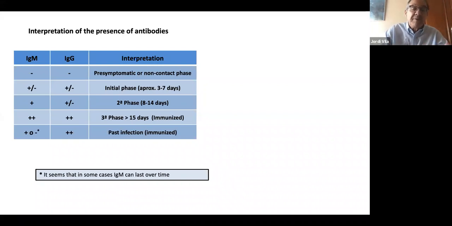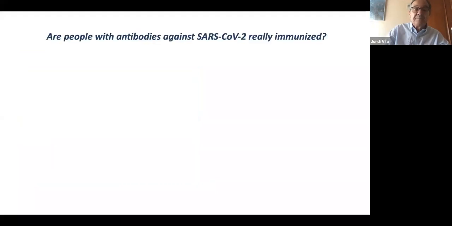During the second phase, between day 8 and 14, there is production of IgM and IgG can also start to be produced. In the third phase, more than 15 days, we have both IgM and IgG, and with more than 30 days, we have a past infection. People are immunized, and we have IgG, and IgMs can last over time, but normally we can have an IgG positive, IgM negative, and that means that the patient has already passed the infection.